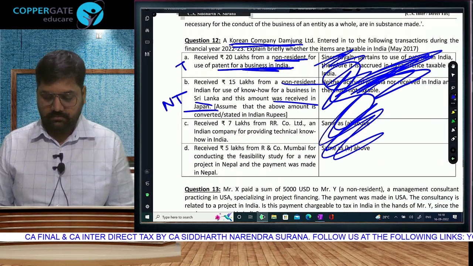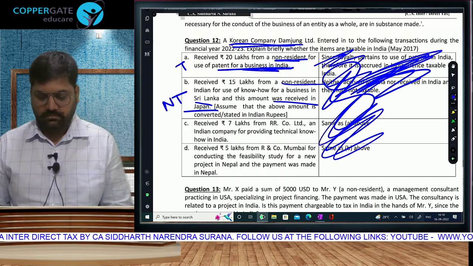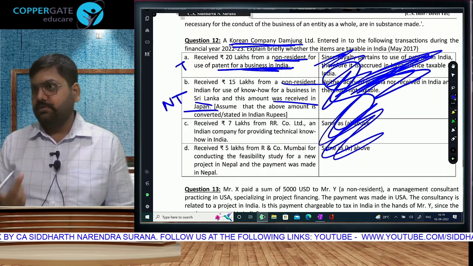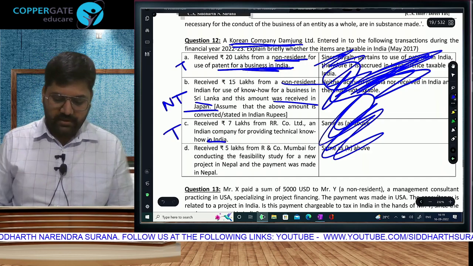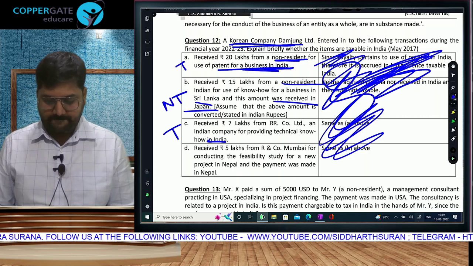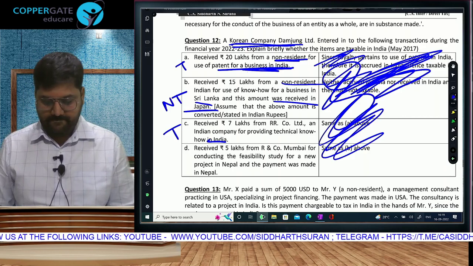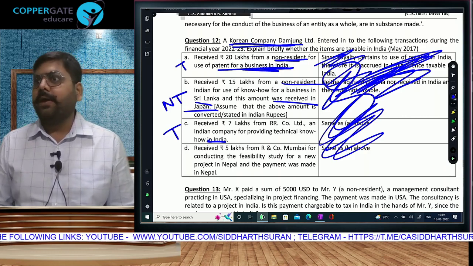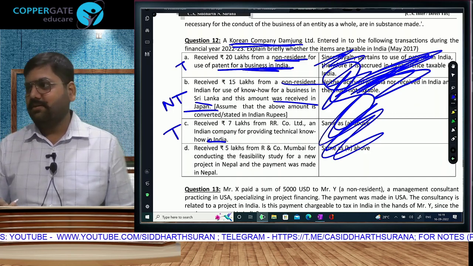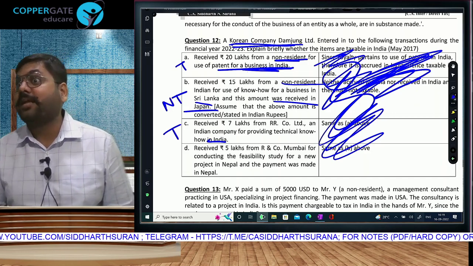Received 7 lakhs from RR Company Limited, an Indian company, for providing technical know-how in India. Payer is resident, but that's not enough. The services were used in India. Therefore, it will be taxable. Next: received 5 lakhs from R&O Mumbai for conducting the feasibility study for a new project in Nepal, and the payment was made in Nepal. Payer is resident, so taxable or not taxable? Payer is resident, so taxable, no? So taxable or not taxable?